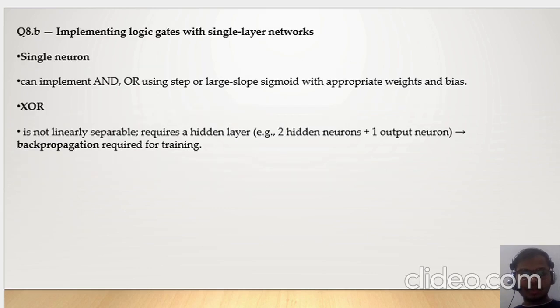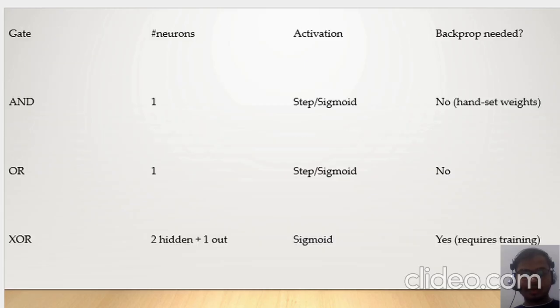Recently, random forest and boosting. Now C part is a single neuron can implement AND or OR using a step or sigmoid function, with weights and bias. XOR is not linearly separable, so it requires a hidden layer: two hidden neurons plus one output neuron, and backpropagation is required for training. Now this is a table for the XOR outputs.